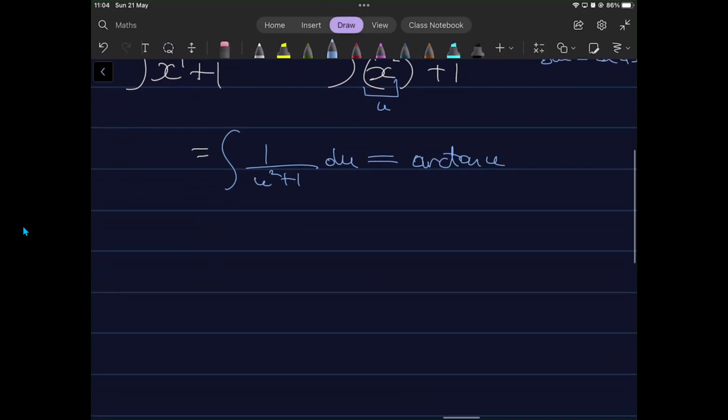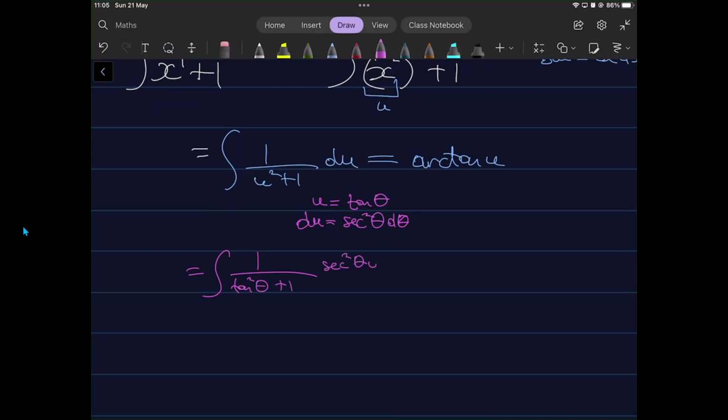How do I prove that my claims are correct? Well, let's do another substitution. Let u equal tan of theta. Yes, we're using theta for the first time in this video. Round of applause for me, please. Differentiate both sides implicitly. You get du equals secant squared theta d theta. And if we put this integral in terms of theta, we get 1 over u squared, which is tan squared of theta, plus 1, multiplied by du, which is secant squared of theta d theta.